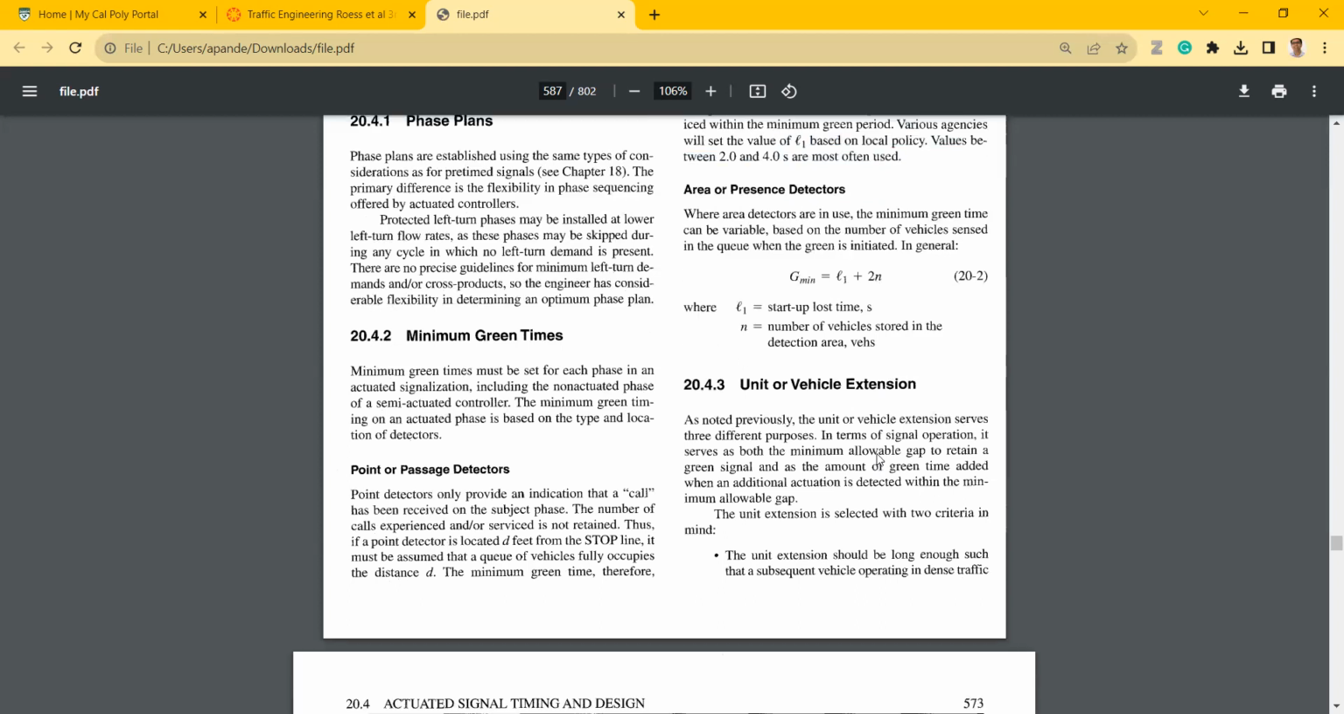The unit of vehicle extension serves multiple purposes, as mentioned previously, right? The unit of vehicle extension. So now you want to determine how much you would increase your green time by if there is continuous demand coming in. You figured out the minimum green time. Now you're figuring out how much additional time you would provide if that approach had more demand coming in. Okay.